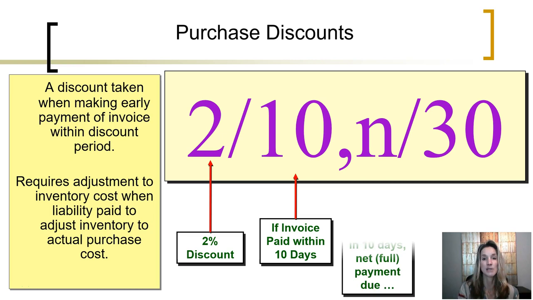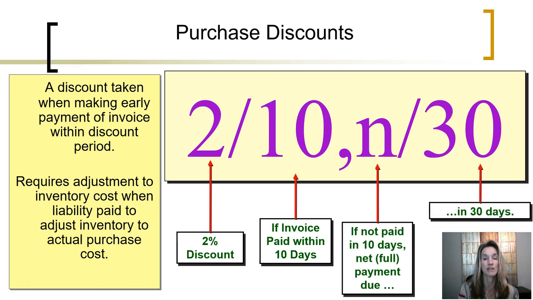Something that can happen subsequent to the purchase of the inventory is a purchase discount. A purchase discount is one that is taken if early payment of invoice is made within a discount period. So if we look at these discount terms, we read them as a 2% discount can be taken if the invoice is paid in 10 days. If the invoice is not paid in 10 days, the net amount is due in 30 days. 2% discount if paid in 10 days, or the net or full amount of the invoice is due in 30.